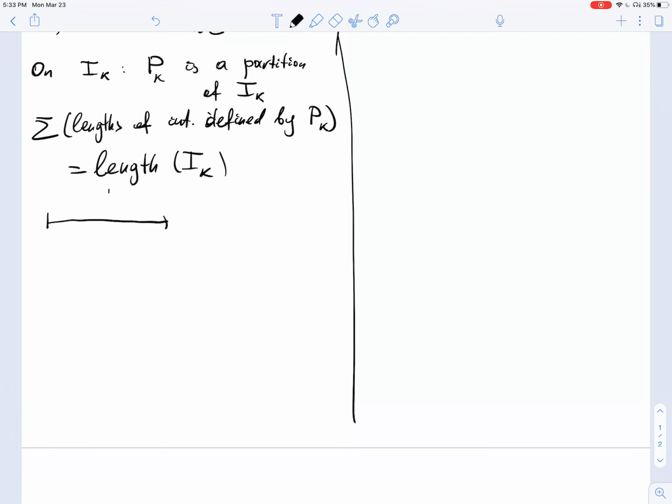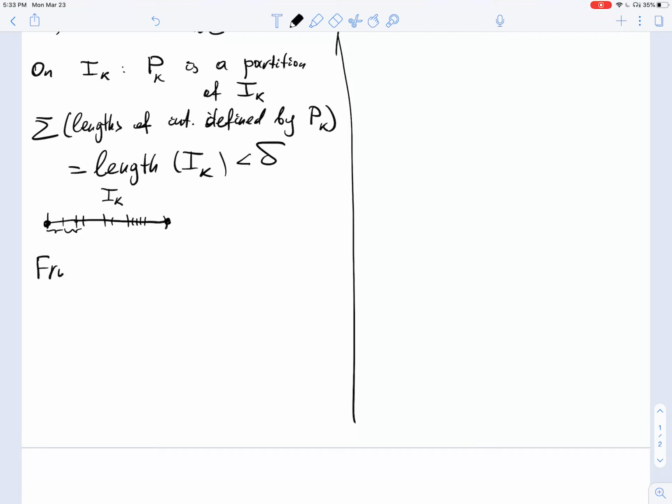So here's Ik under the microscope. The partition starts here, then it splits Ik into some intervals, maybe small ones, maybe big ones, then it ends here. So if we add all the lengths of the intervals in this partition, we'll get exactly the length of Ik, and the length of Ik is less than delta.